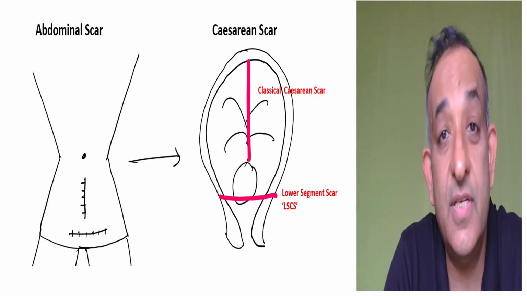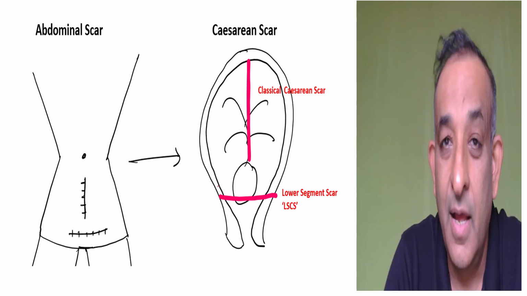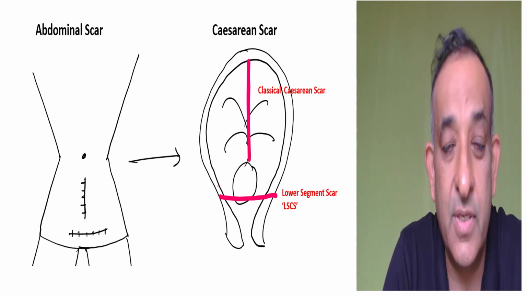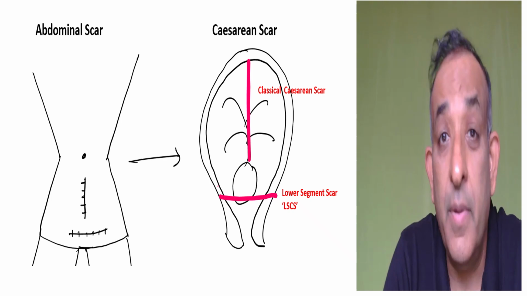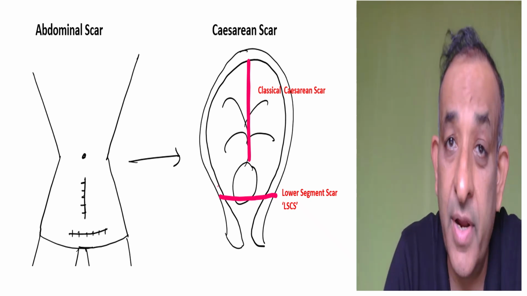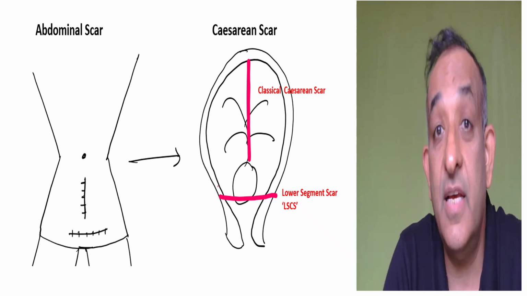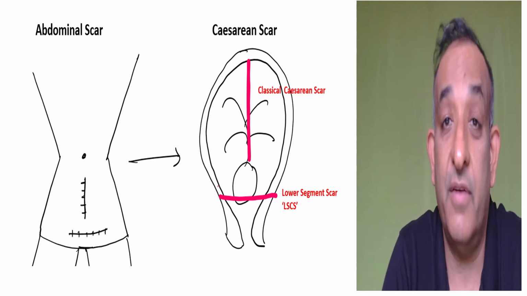Today we're going to talk about cesarean scar ectopic pregnancy. Ectopic pregnancy is any pregnancy outside the uterus. It is most commonly in the fallopian tube. It can be in the abdomen or in the ovary, and can also be in a cesarean scar. Now, which cesarean scar are we talking about?